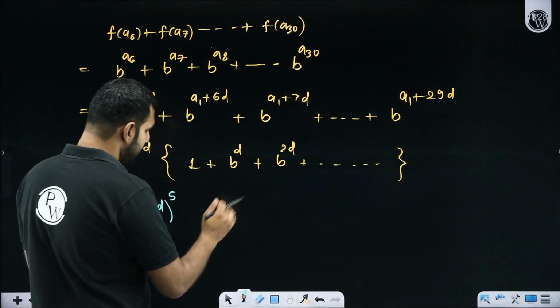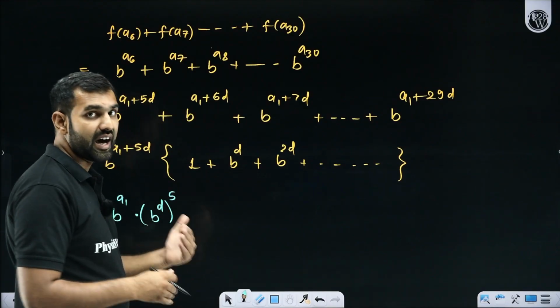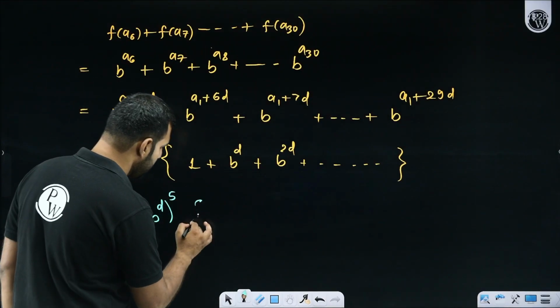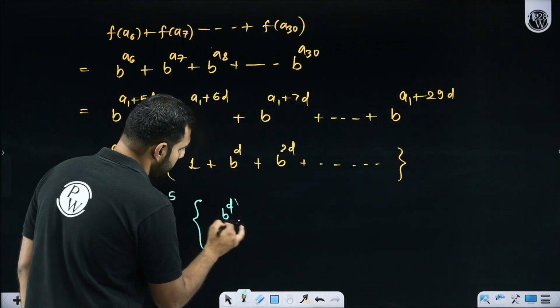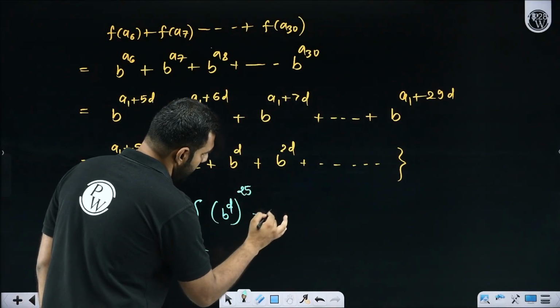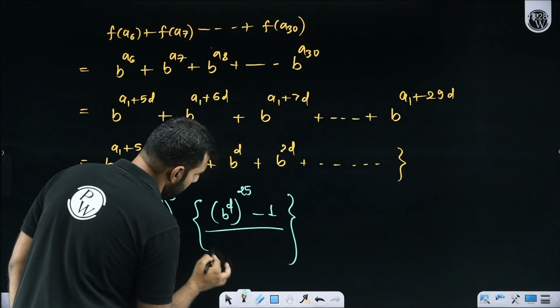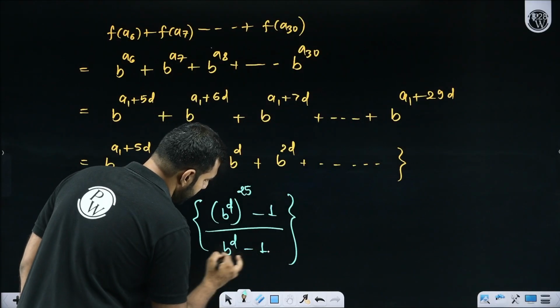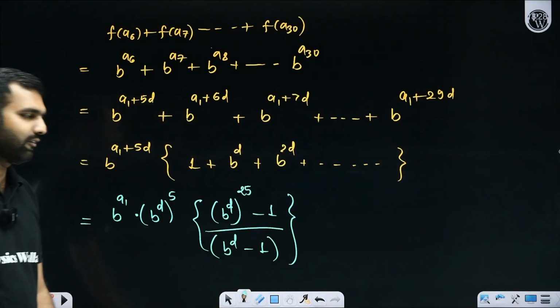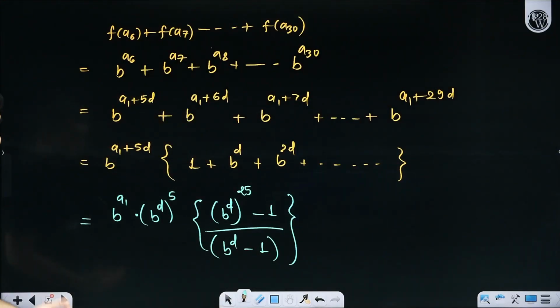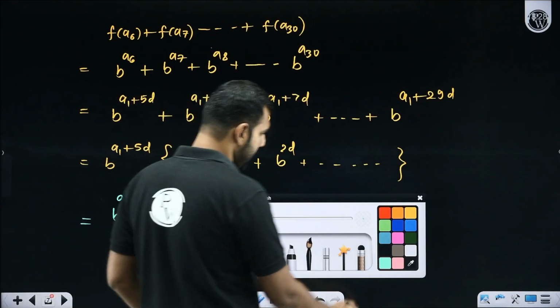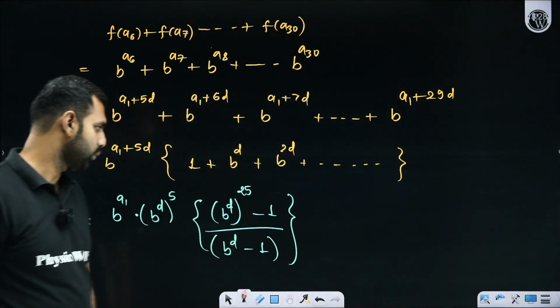Then this is again a GP. A is 1 into r to the power n. R is again b to the power d. So b to the power d raised to the power n. So this time n is 25, minus 1, divided by r minus 1, which is b to the power d minus 1. Give me a quick update on this. Everyone comfortably understanding this? Sir, what is the point of doing all this? I think I am going to write the answer in the next 1 or 2 steps.